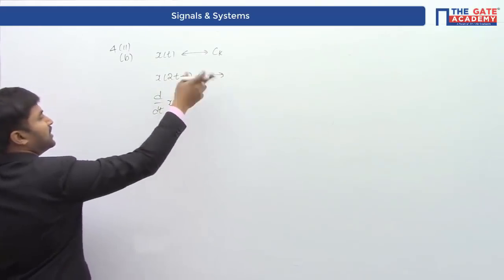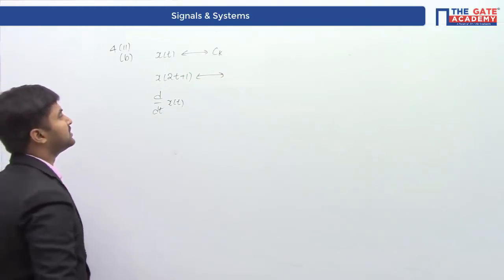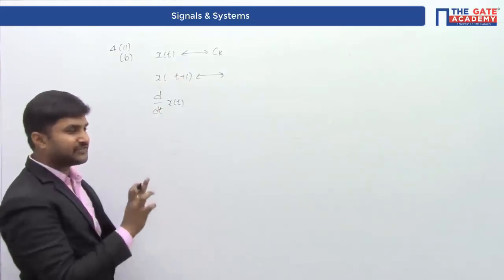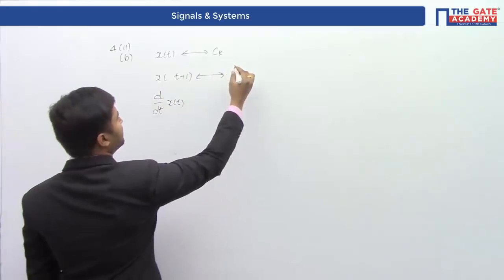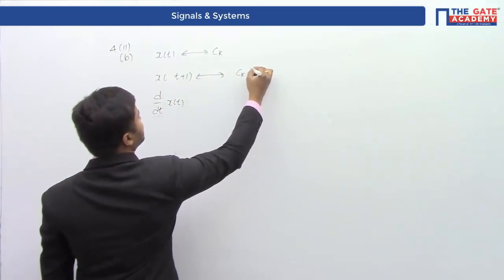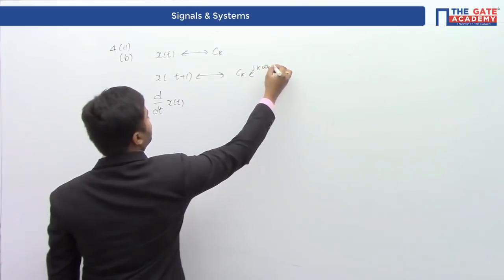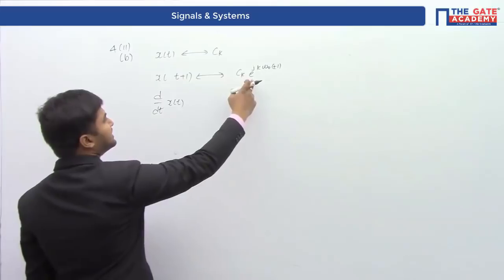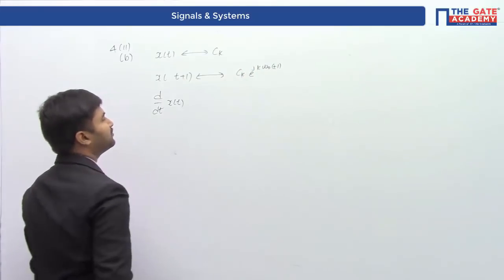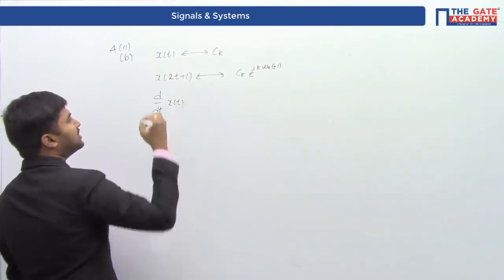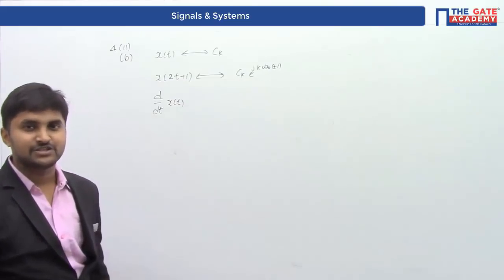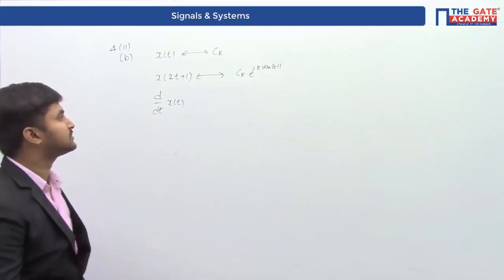X of 2t plus 1 will have the Fourier series coefficient by the shifting property. Forget about the scaling property. Shifting property: x of t plus 1 is going to be ck e power j k omega naught times 1. Now, the scaling is not going to affect the complex Fourier series coefficient.